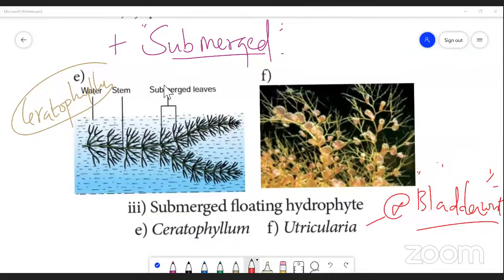The answer is hidden in the title: submerged. It is not fixed in the soil. Instead, it is submerged in the water body, in the absence of roots, floating, traveling and living in the water body. So that is a submerged floating hydrophyte. Okay, shall we move on to the next topic, dear students? Yes, sir. Very good.